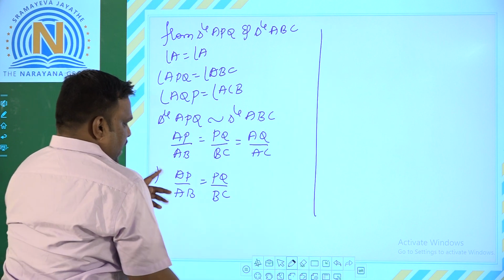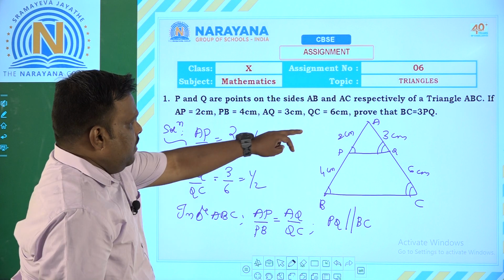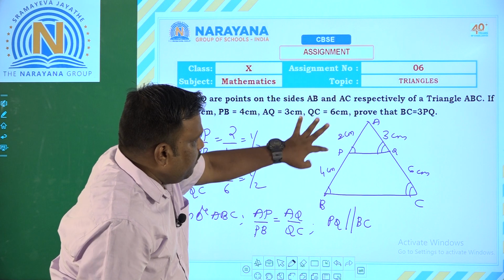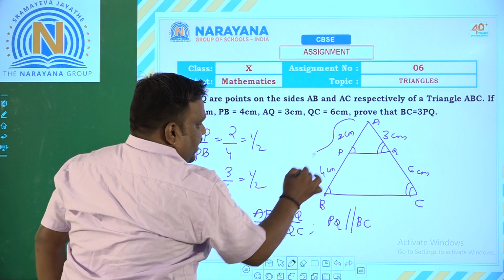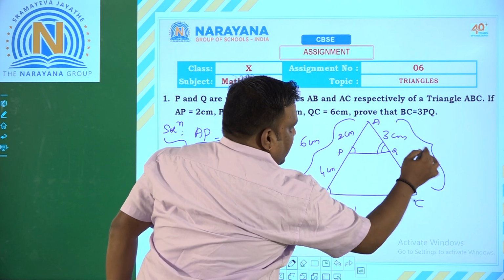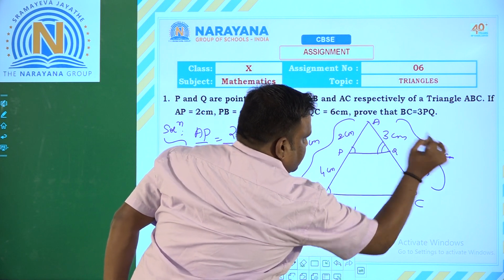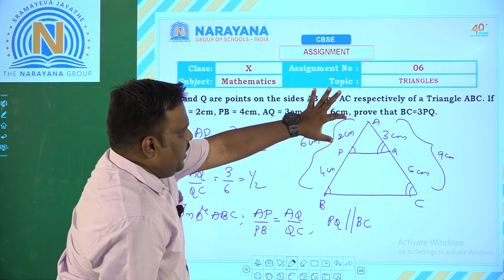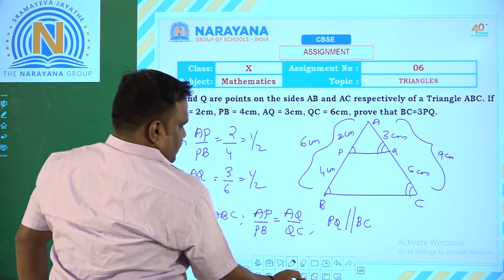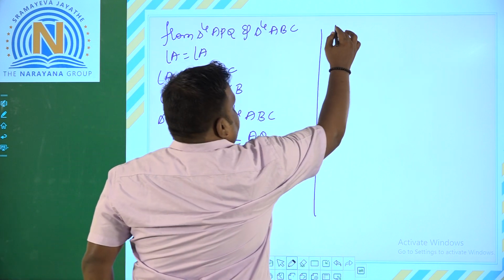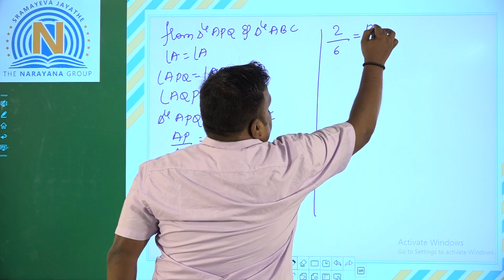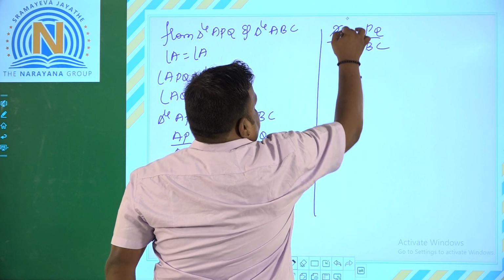Now AP, according to the triangle, we have 2, and AB will be the combination of AP and PB, that is 2 plus 4, that is 6. So complete AB will be 6 centimeters. Similarly, if you want complete AC, that will be 9 centimeters. So now AP by AB, AP is 2 and AB is 6. So 2 by 6 is equal to PQ by BC.